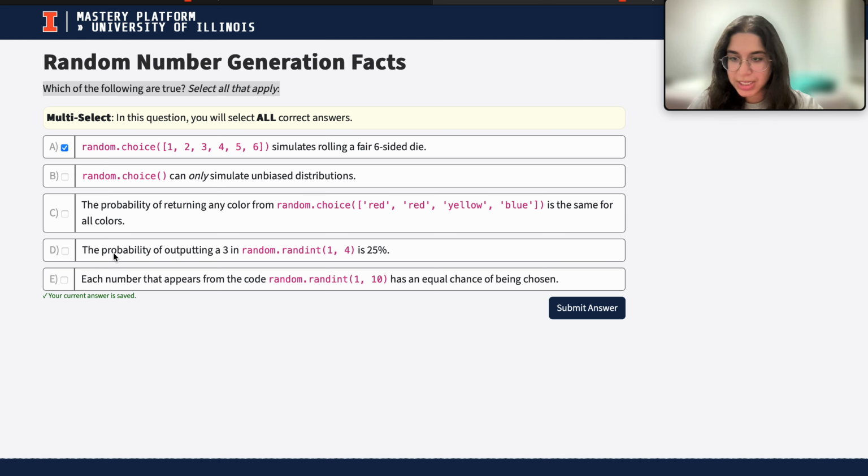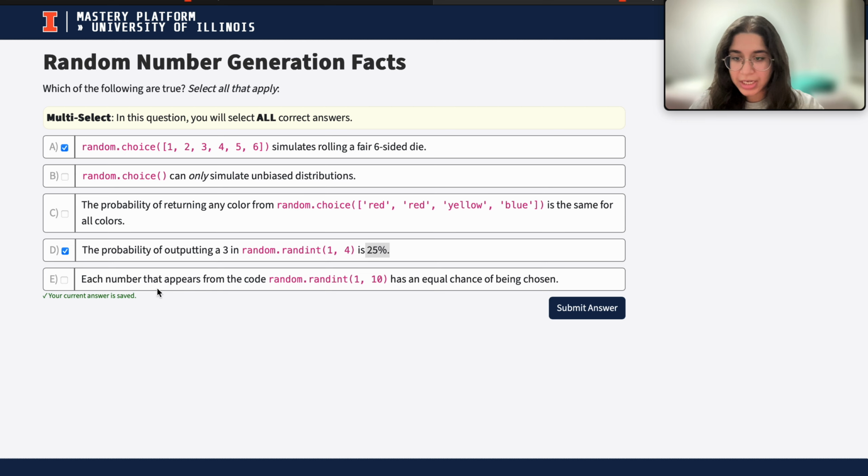As for answer choice D, the probability of outputting a 3 in random.randint 1 to 4 is 25%. Well, as you know, the random.randint function basically picks any number from A to B inclusive at random, right? So since there are 4 values, 1, 2, 3, and 4, each value is equally likely to get chosen. So the probability of outputting a 3 is 1 out of 4, or 25%. So that's why answer choice D is correct.